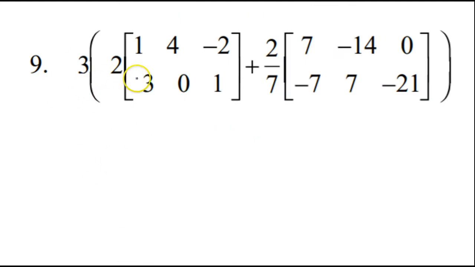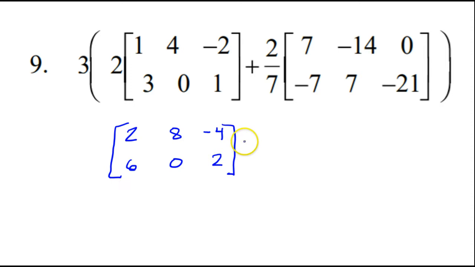For number 9, I want to work from the inside out. So let's start by multiplying by the scalars here. So if I multiply this matrix by 2, that's going to give me 2, 8, negative 4, 6, 0, and 2. Now, I need to multiply all of these elements by 2/7.